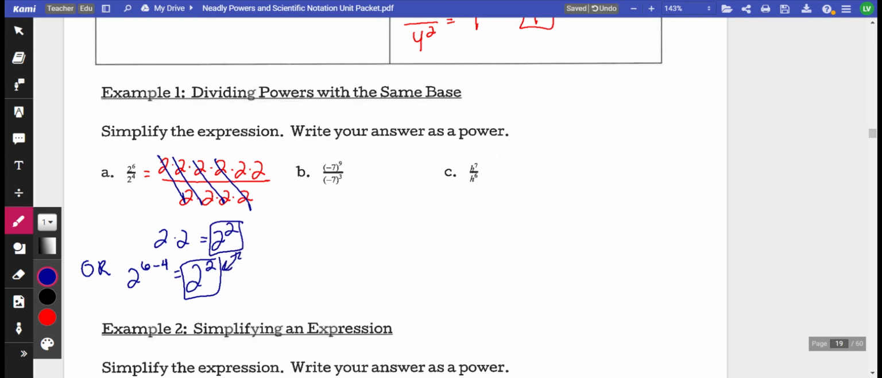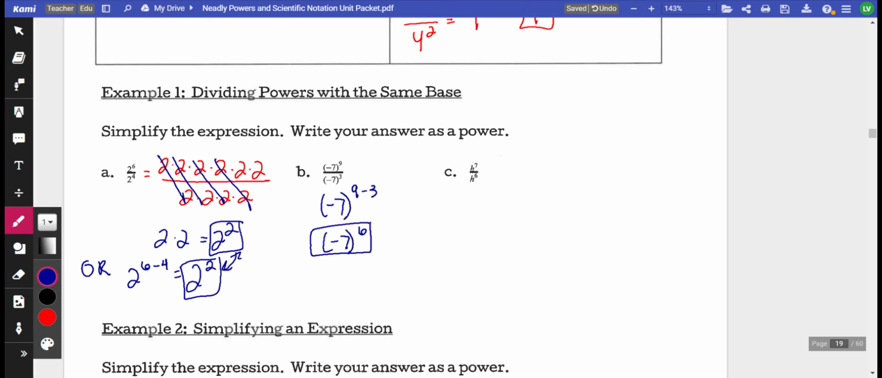So for letter B, instead of me writing out -7 9 times in the numerator and -7 3 times in the denominator, I'm just going to go straight to my shortcut. My base is -7, so I want to keep that the same. Then I want to subtract my exponents of 9 minus 3. So that gives me -7 to the 6th power.